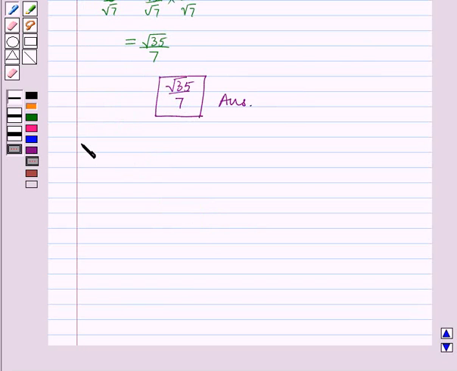We now move on to part C. We are given the irrational number 3 divided by 2 into root 6. Since root 6 is the least possible irrational number, which when multiplied with the denominator becomes a rational number, we multiply both numerator and denominator by root 6.